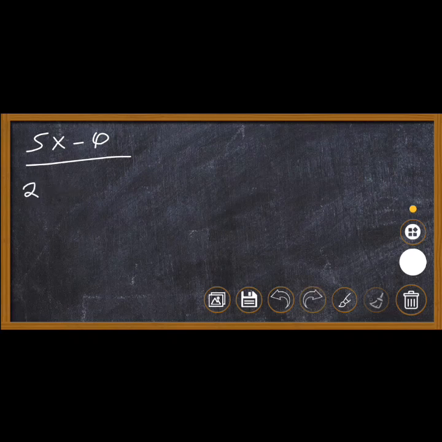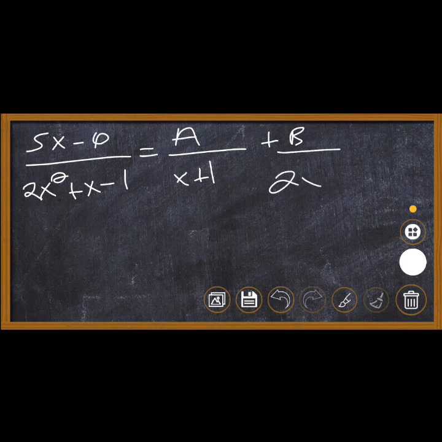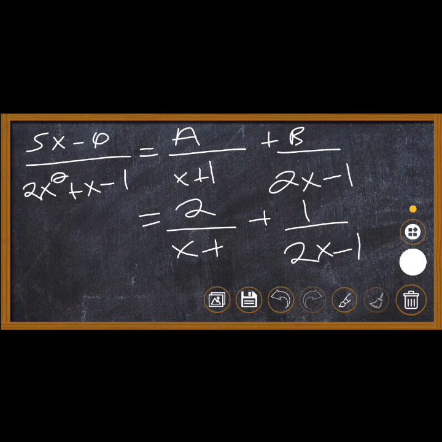So that's 2x squared plus x minus 1 equal to a over x plus 1, and then plus b over 2x minus 1. So this was our expression. Now where there is a, we have already found that that's 2, so we replace. So we have plus 1. Plus, where there is b, we have 1. Then we have 2x minus 1. So this is our simplified expression.